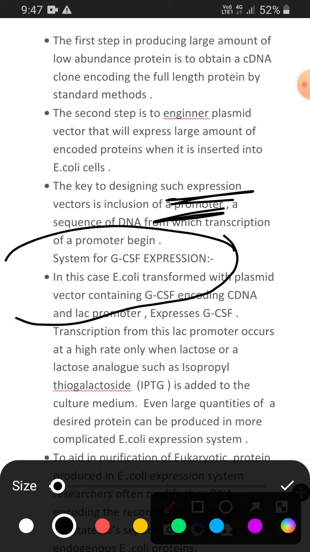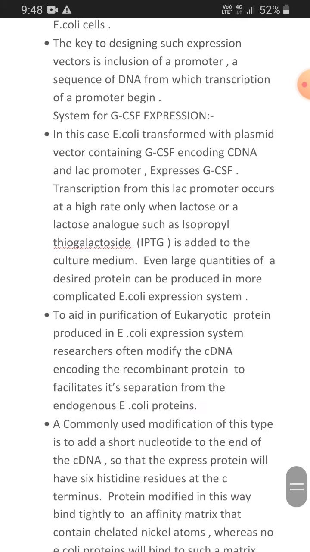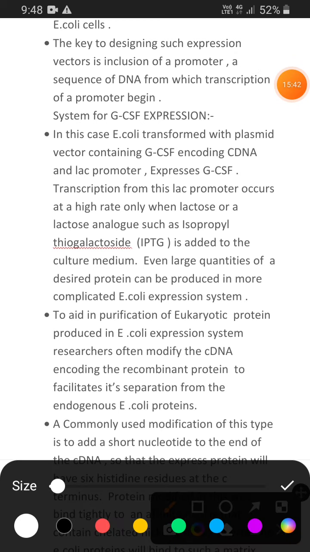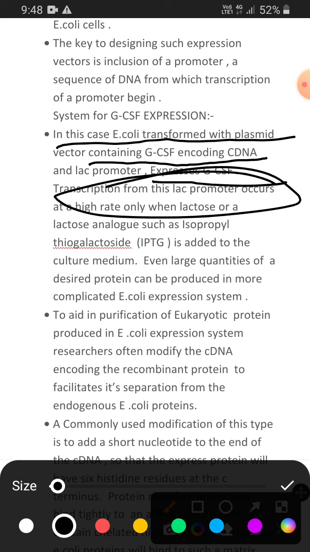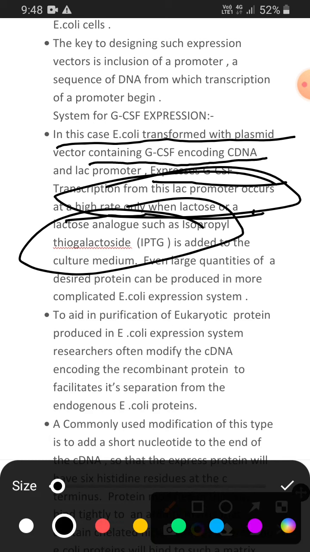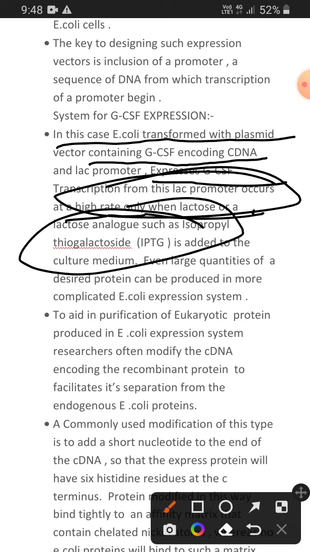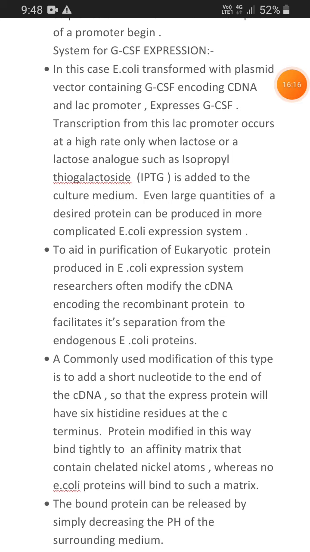Here we are discussing this whole idea with the help of GCSF expression that I have already discussed with you diagrammatically. So in this case, E. coli is transformed with a plasmid vector containing GCSF encoding cDNA and a LAC promoter. That means the vector should have a LAC promoter along with the other important things it needs to be an appropriate vector. Now it expresses GCSF by transcription from this LAC promoter. And if you want to produce your protein at a high rate, then you should incorporate isopropyl thiogalactoside or lactose in the medium, so it will give you your desired product in a large amount.